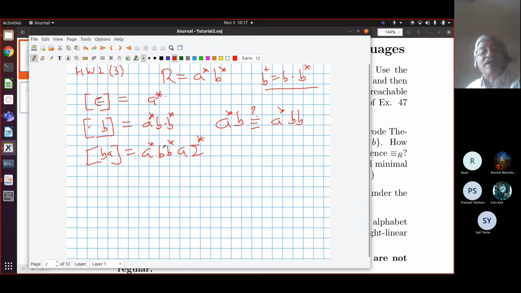Because after getting at least one B, if you get a further A, you are permanently out of R, right? So these are all the remaining strings, and between this they cover all the strings of sigma star. You can see that any string in sigma star will be here. So this is how you construct it. This is the intuitive definition.